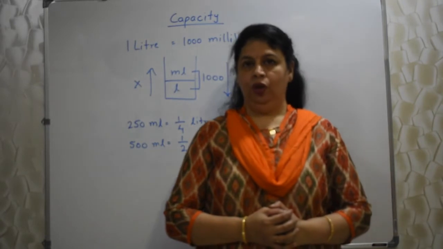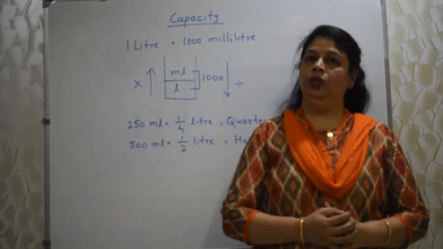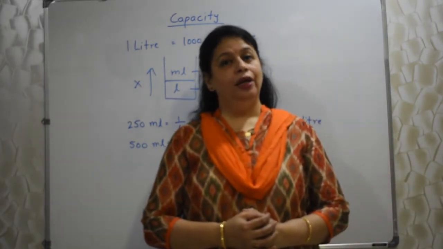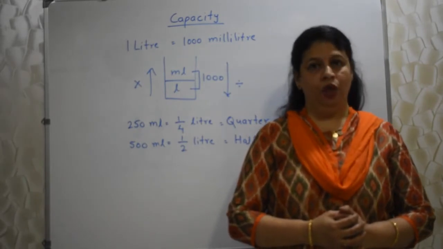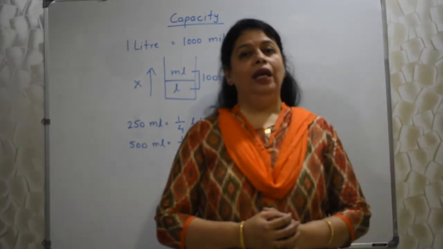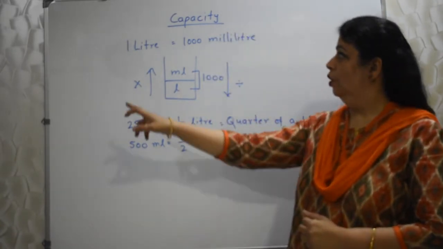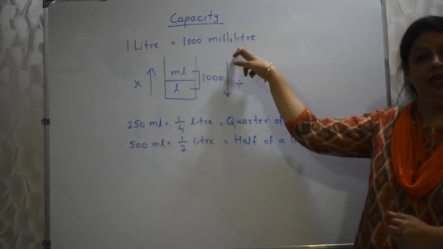Anything in liquid form, when we want to measure, we measure it in liters, that is the capacity. So the standard unit of capacity is liters. So 1 liter means how many milliliters? See here, I have written here: 1 liter is equal to 1000 milliliters.